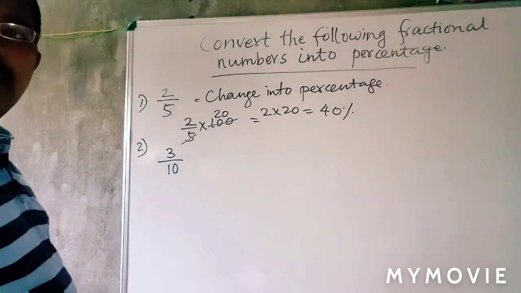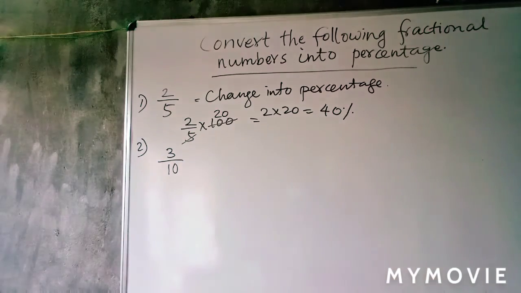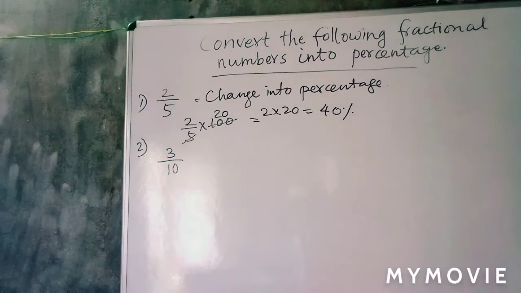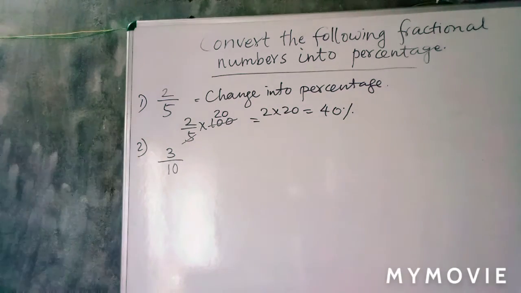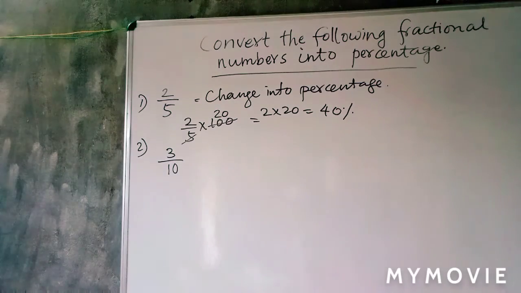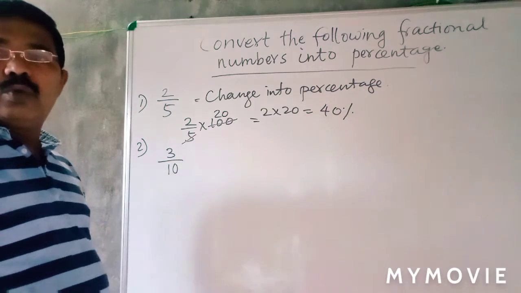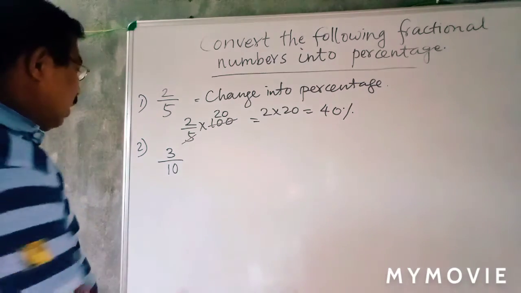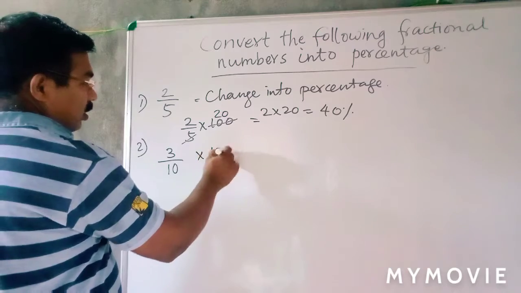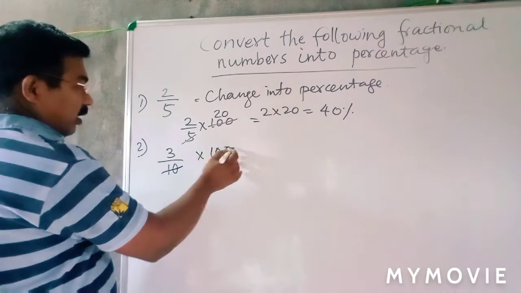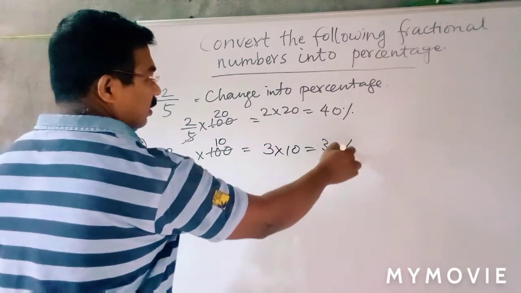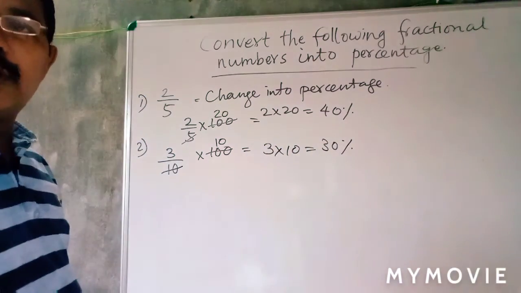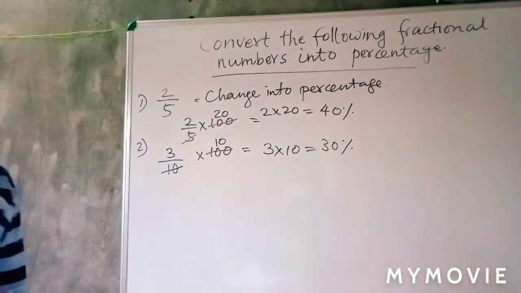3 by 10, another example is here. To convert this fraction number into percentage, you multiply this number with 100. 10 and 100 cancel, we will get 10, and 3 into 10 is equal to 30%. 3 by 10 is converted into percentage, it is 30%.